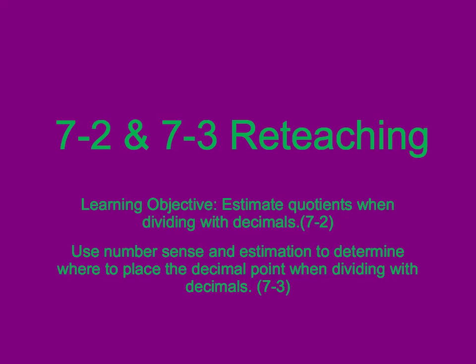For today's reteaching lesson, we're going to combine 7-2 and 7-3. The learning objective for 7-2 is to estimate quotients when dividing with decimals, and for 7-3 the goal is to use number sense and estimation to determine where to place the decimal point when dividing with decimals. These go hand in hand, so we're going to talk about them together.